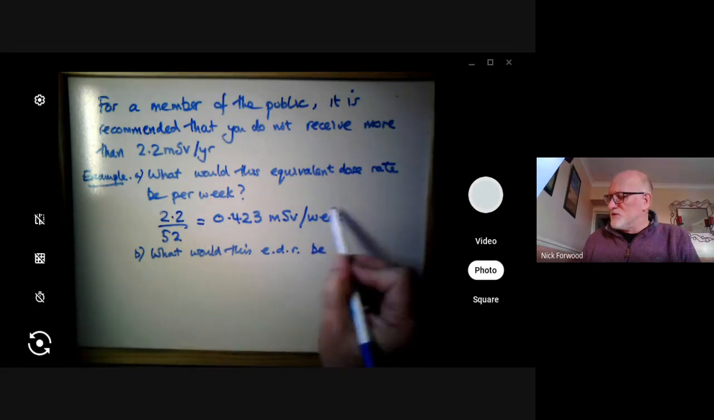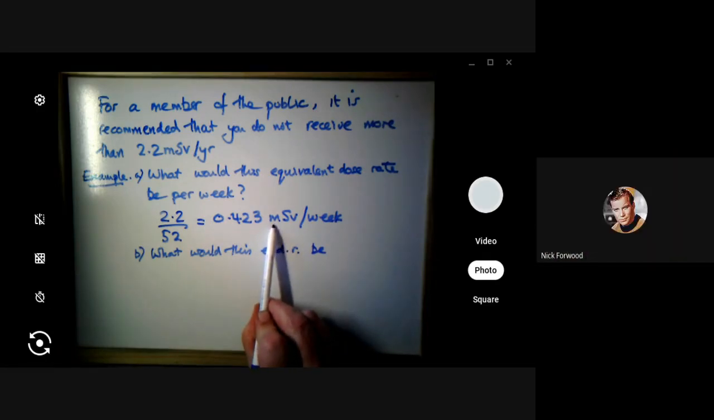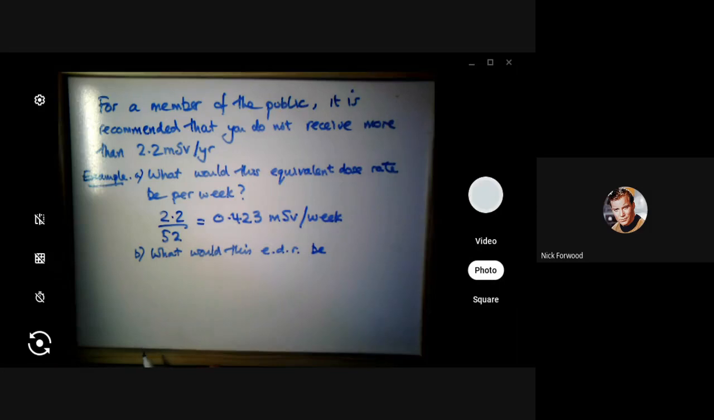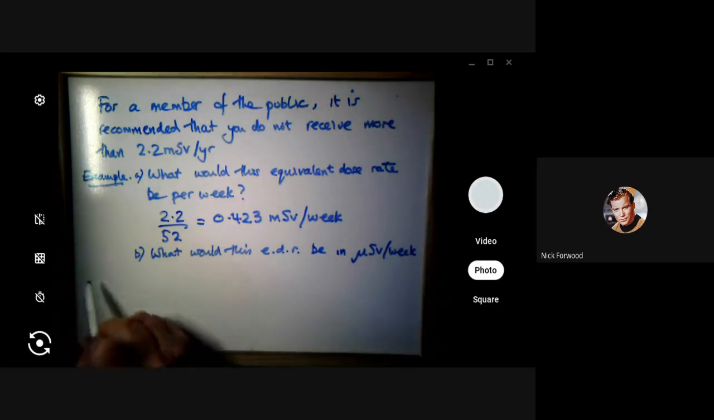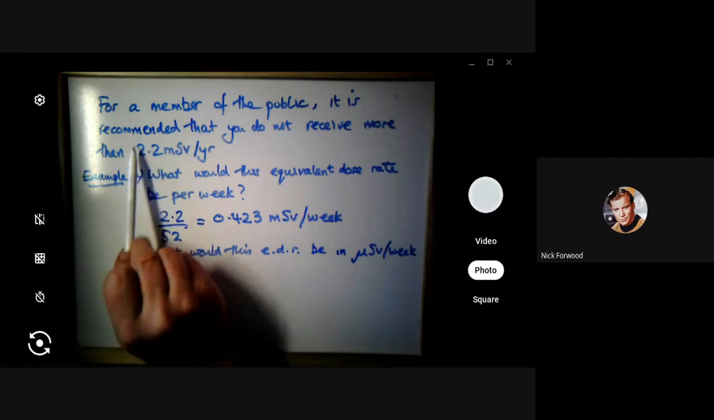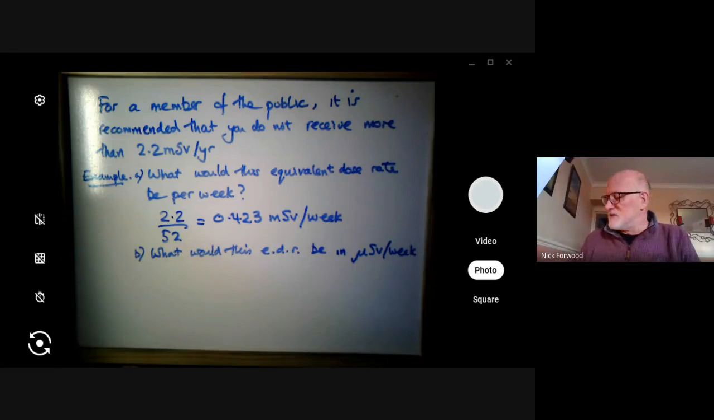Not by changing the time, but I want to change this. And this is another common question that you could be asked, is what would this equivalent dose rate be in microsieverts per week? So I've not changed the time period, I've just changed the prefix. And you need to remember, there's lots of remembering here. You need to remember that there are 1,000 microsieverts in a millisievert. That will not be given to you in any test. You've got to remember what these prefixes mean.